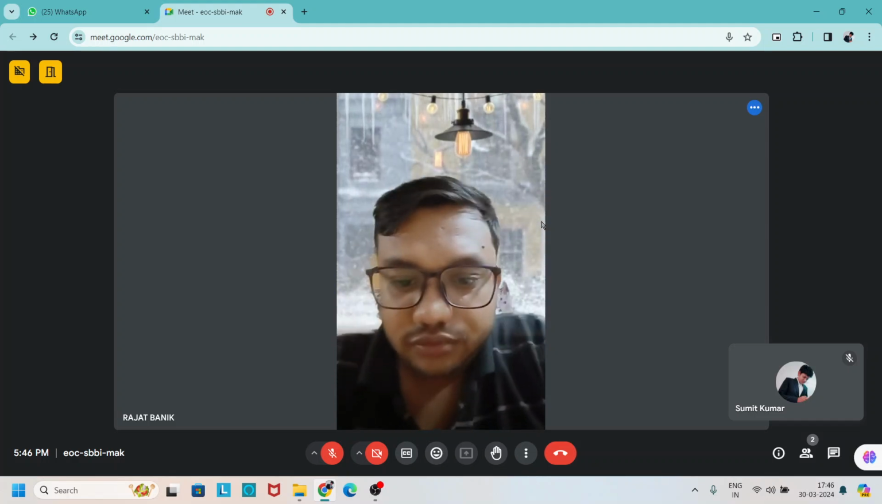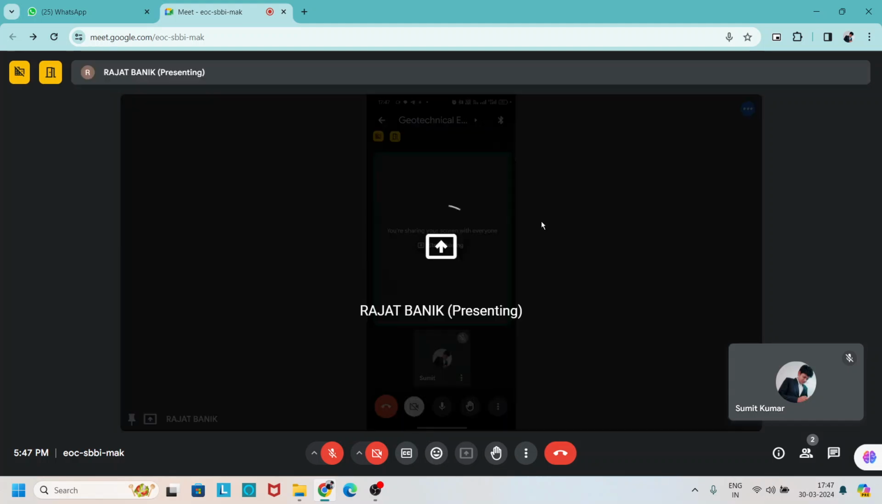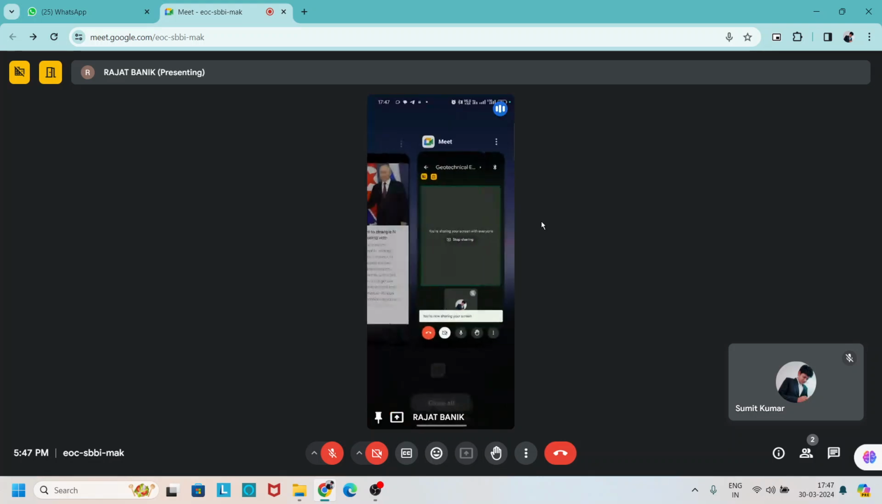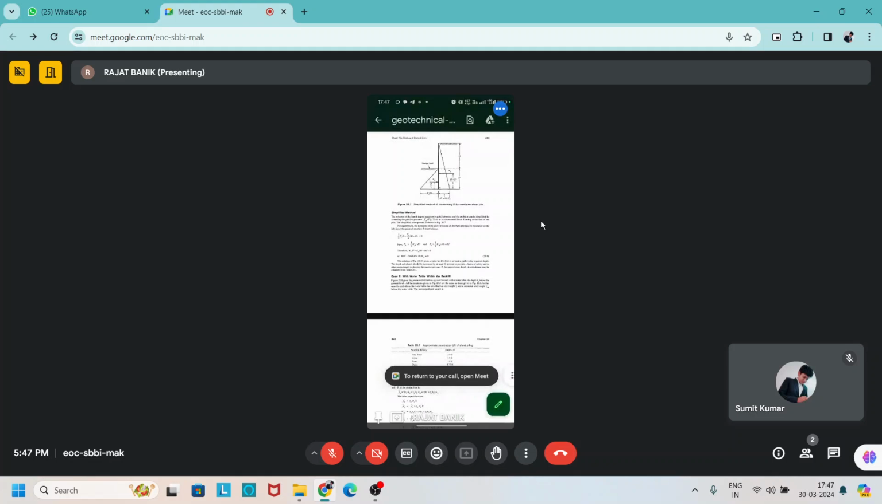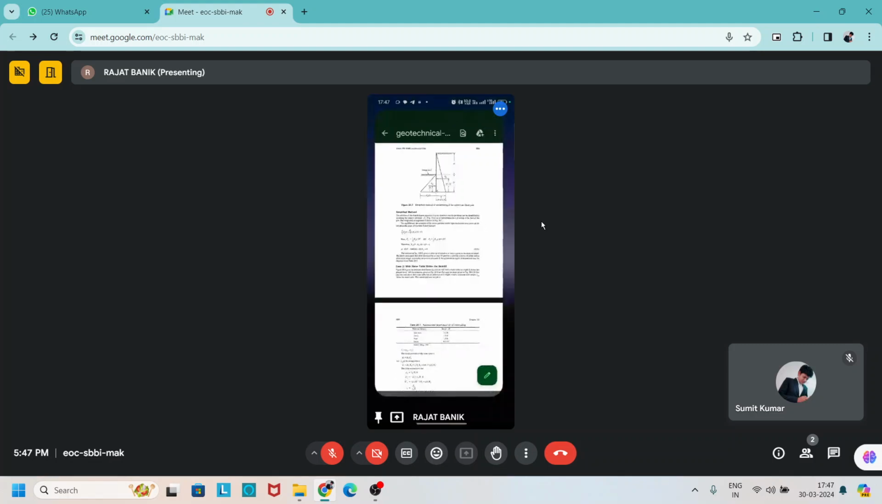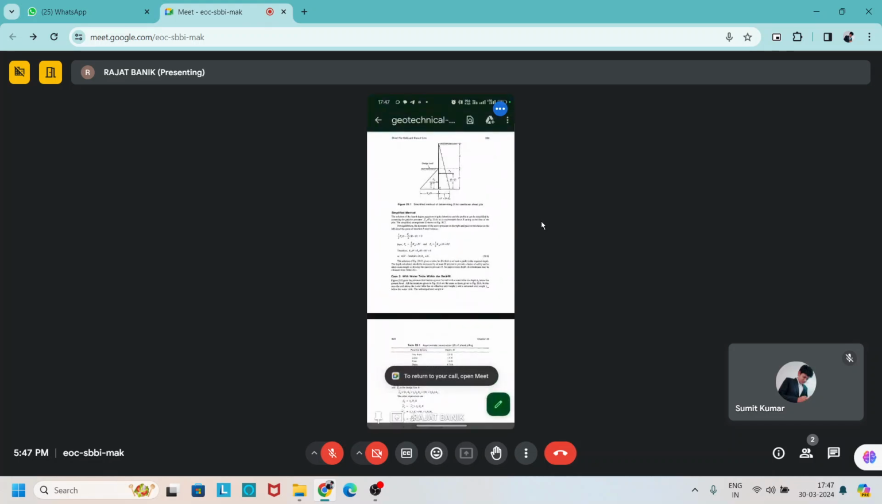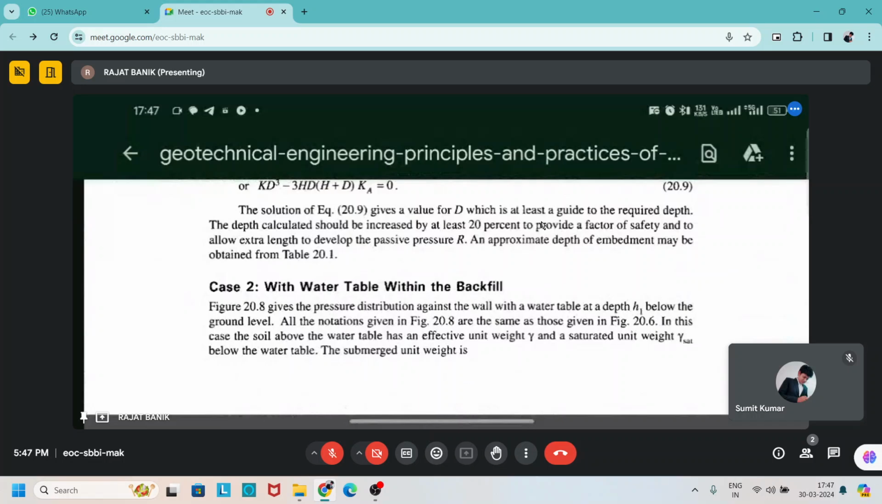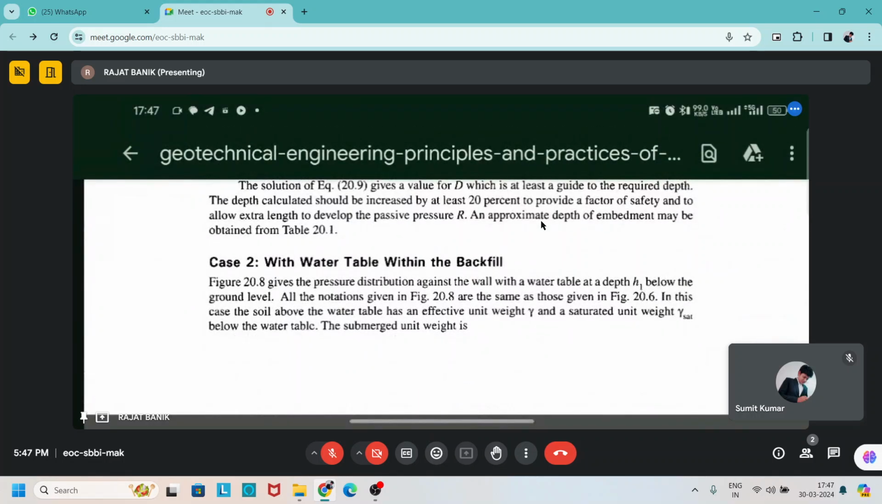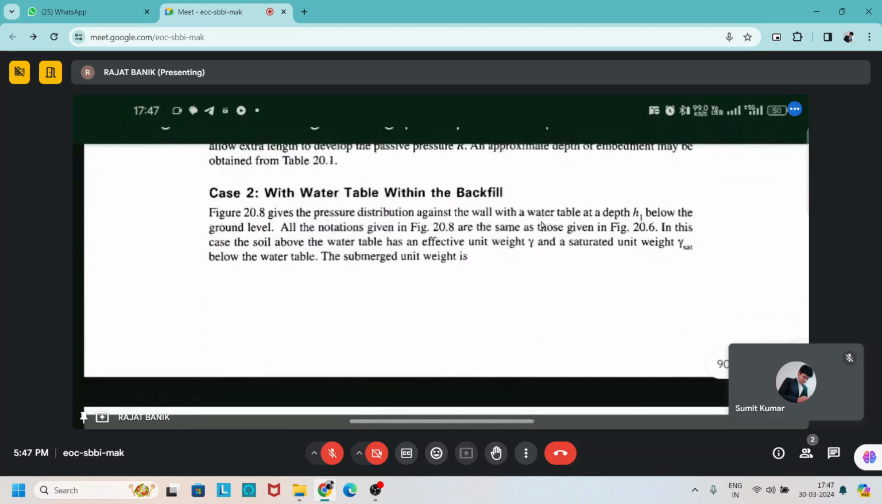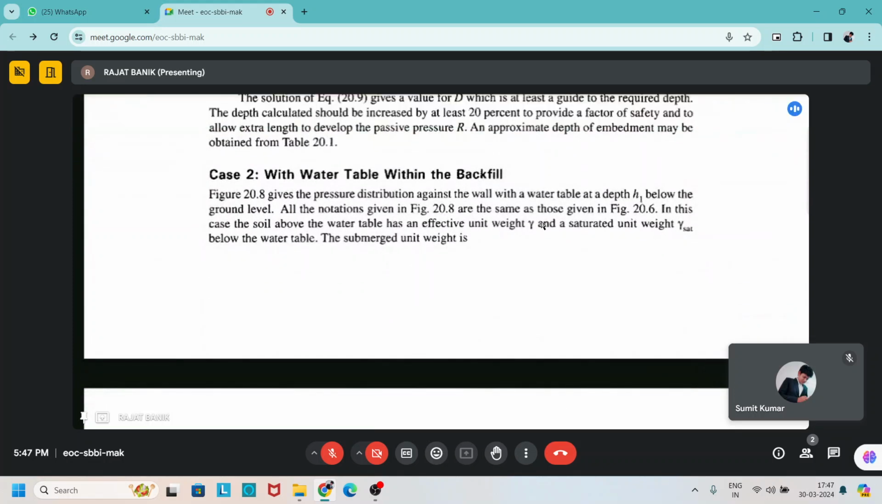Discussing the sheet pile without water table. Now we discuss the sheet pile with water table within the backfill. I think it is visible to everyone. So all the calculations are the same, but there is a water table at H1 below the ground level. All the notations given in the figure are the same as those in the previous figure.